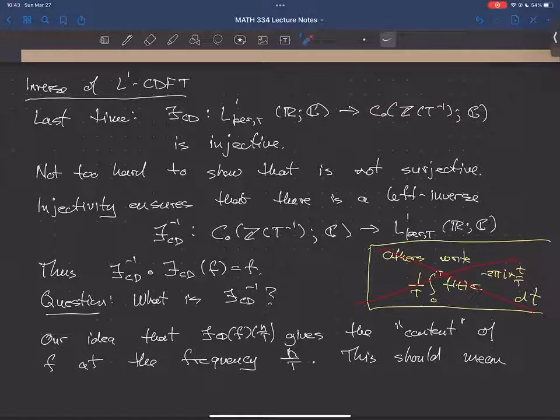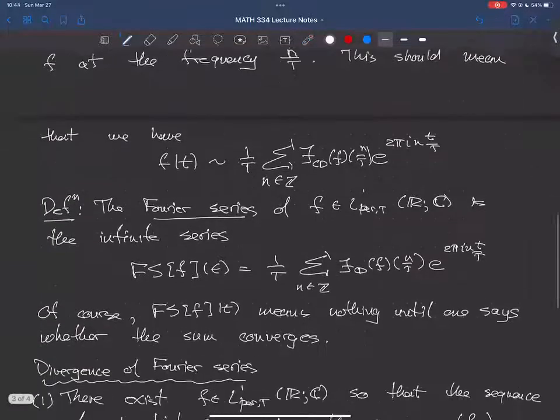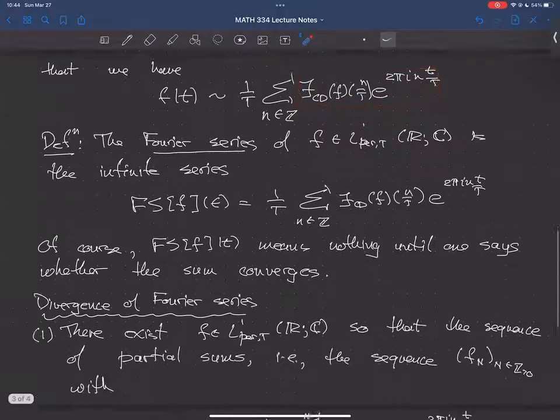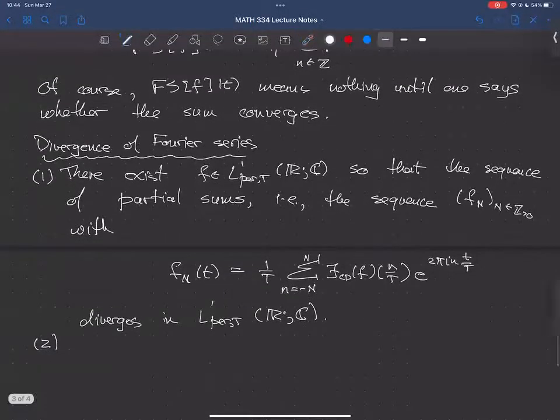And so if the CDFT is in little L2, that means that these coefficients here are in little L2, so they're square summable, right? It doesn't take much to see, because these are functions with magnitude 1, that if these are square summable, then this series converges in little L2. So I'll say that. And again, this is something I'm going to defer a detailed discussion of until later.